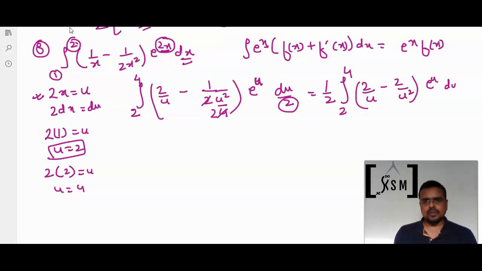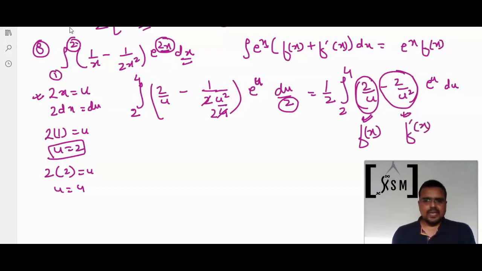If I suppose this as a function, this part is its derivative, right? 2 over u is the function and this is its derivative formula. So I'm writing half of, for this entire integral, e to the power u over u, from 2 to 4. Now apply the lower limit and upper limit, right?